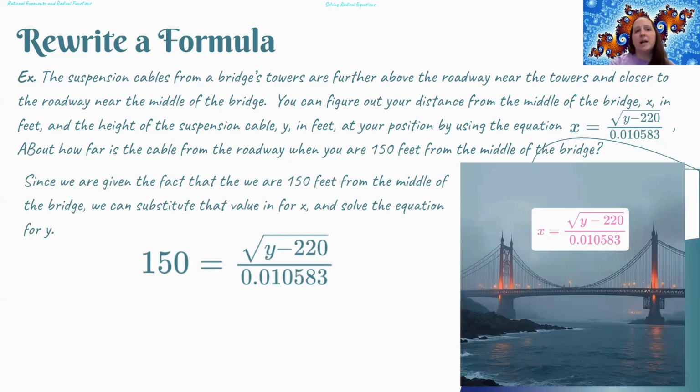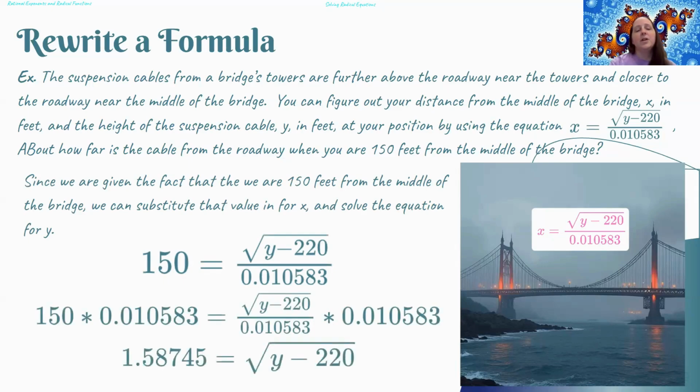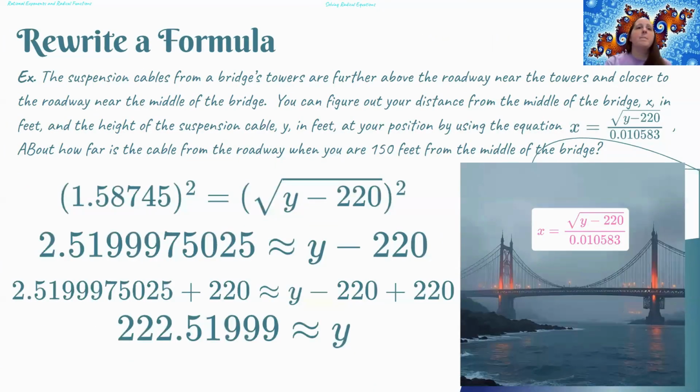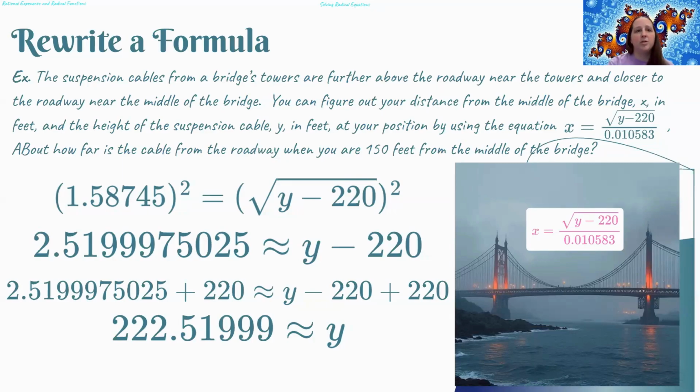So I'm going to multiply both sides by 0.010583. That gives me 1.58745 equals the square root of y minus 220. I'm going to then square both sides of my equation, and then add 220 to both sides. So I get 222.51999, which is approximately my y. So this tells me that the cable is about 222.5 feet above the roadway.